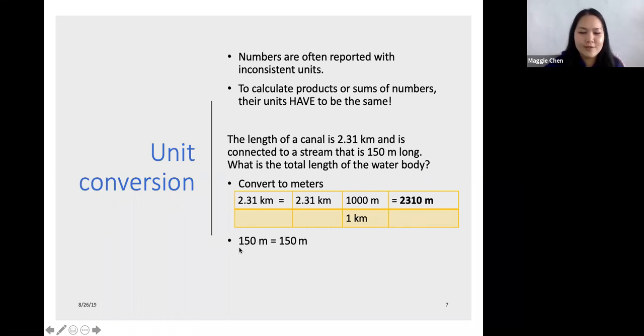So we have our 150 meters is equal to 150 meters. And if we add that together, the total length of our water body is 2,460 meters. So this is one simple way to do unit conversion to get our final total length in the same units.